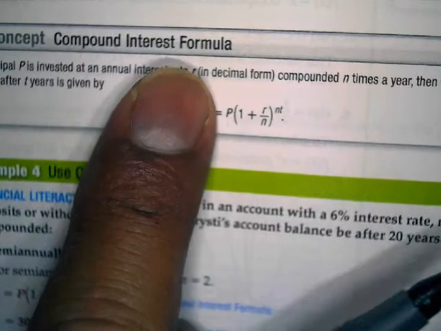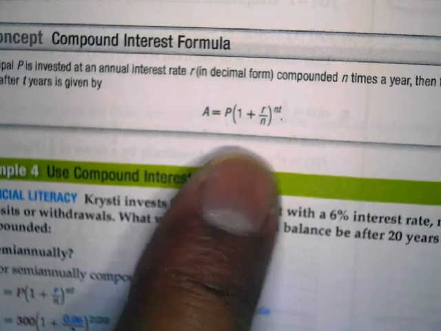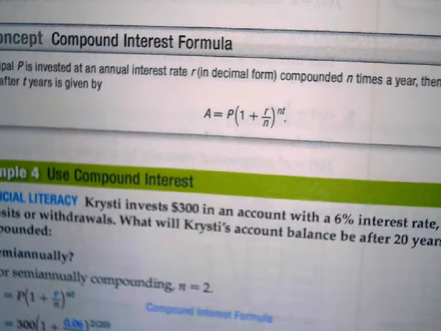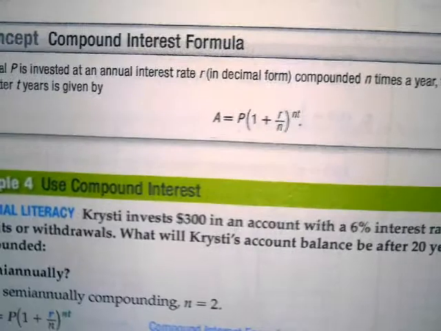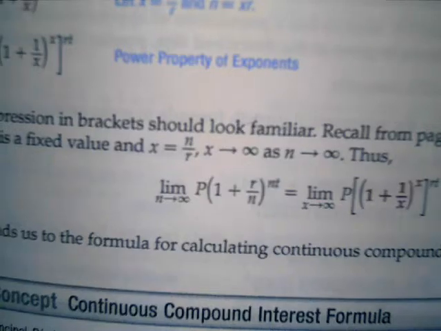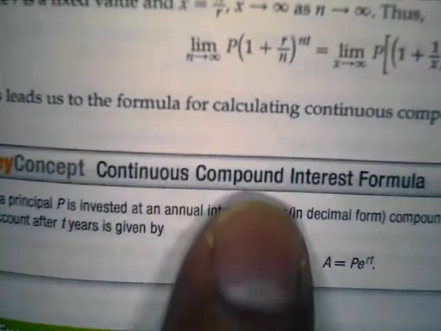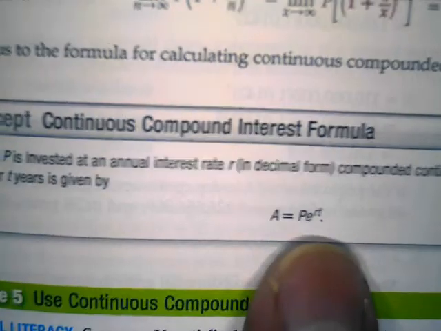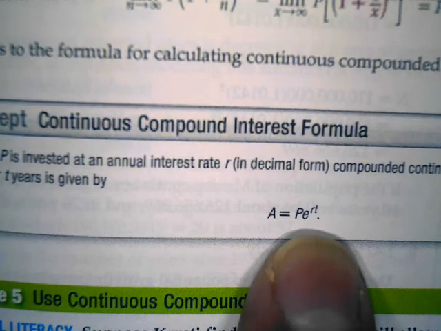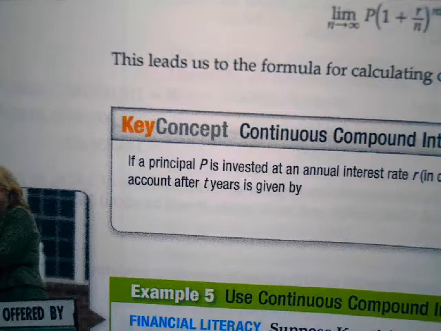There's other formulas, right? This one's just for compound interest. If they're asking you for compound interest, you use that one. There's gonna be another one where it's asking you for continuous compound interest, which will be this simple formula here.